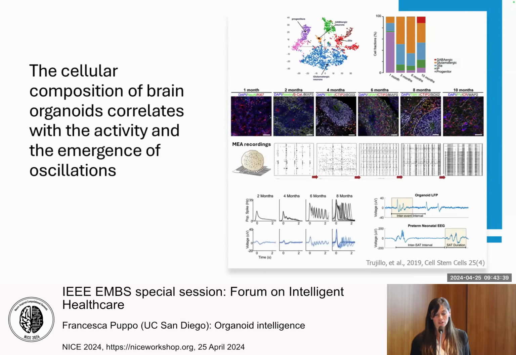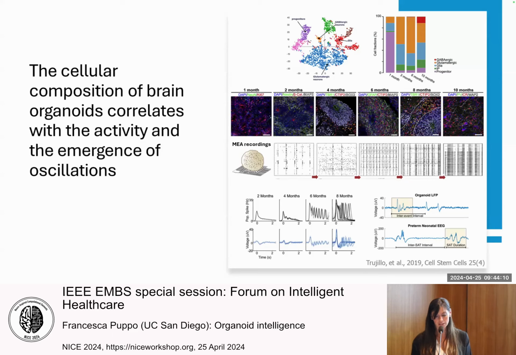The cellular composition of brain organoids is very heterogeneous. They contain the major cell types of the brain, and this correlates very well with the activity and with the emergence of oscillations in brain organoids. Amongst the major cell types, we have progenitor cells and glutamatergic neurons at the beginning that give rise to very slow and very random activity.